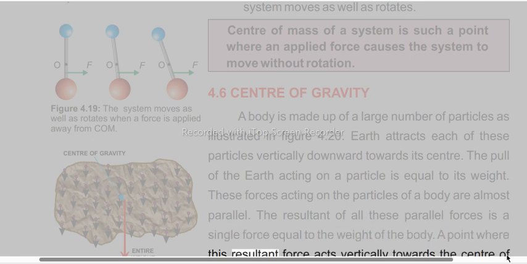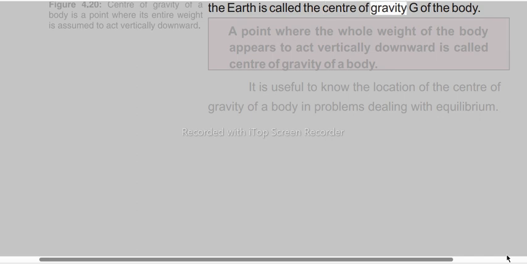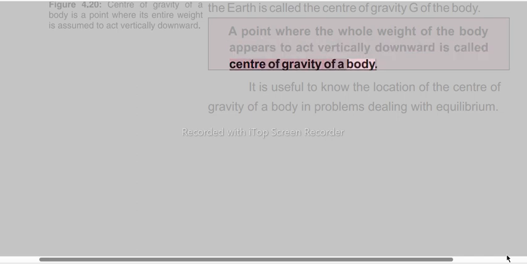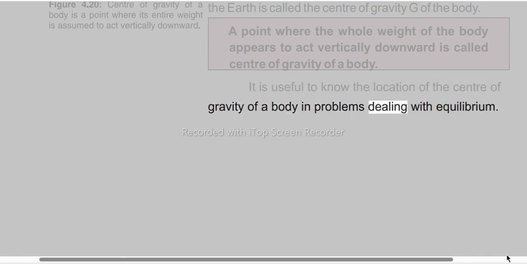A point where this resultant force acts vertically towards the center of the Earth is called the center of gravity G of the body. A point where the whole weight of the body appears to act vertically downward is called the center of gravity of a body. It is useful to know the location of the center of gravity of a body in problems dealing with equilibrium.